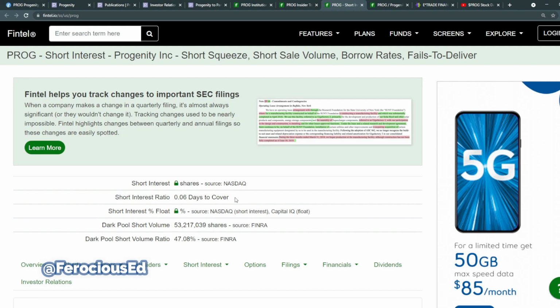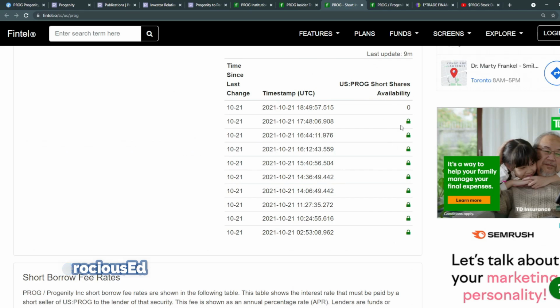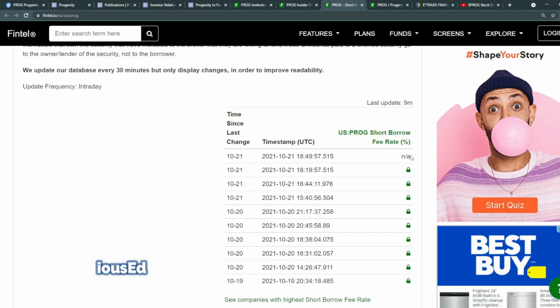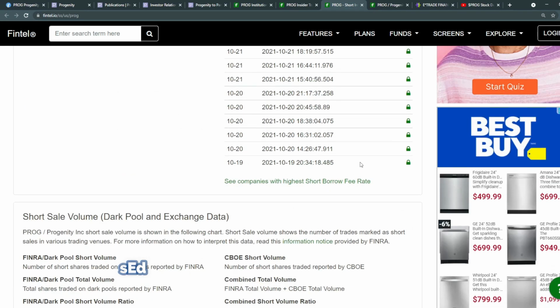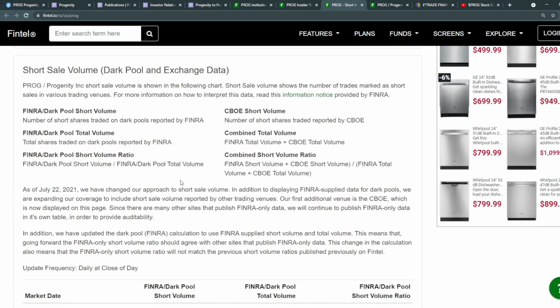And in terms of the short interest ratio, you're able to see that this company has only 0.06 days to cover for the shorts. And in terms of the short volume, you have around 53 million shares going towards the short volume, part of the dark pool yesterday on Friday, around 47% of the total volume. Currently, it shows zero shares availability and a short borrow fee rate that is not available, as it's probably already high. I can anticipate above 50%.